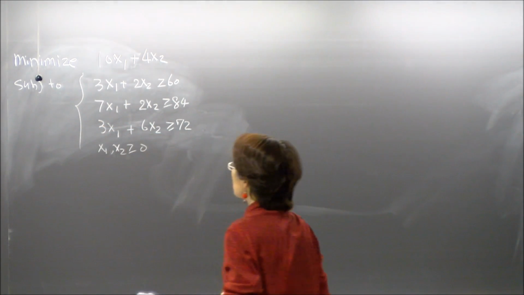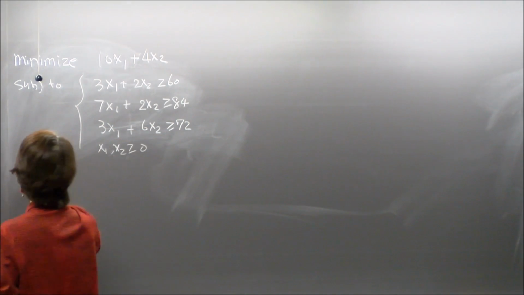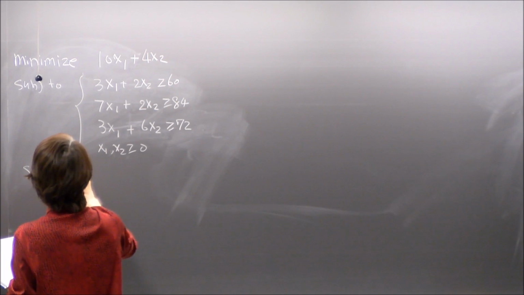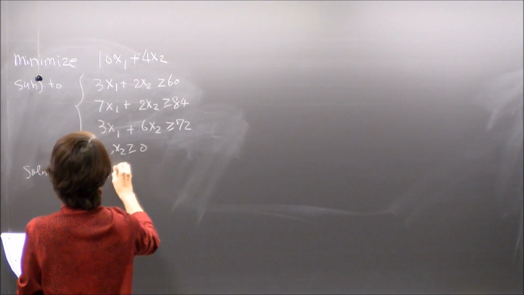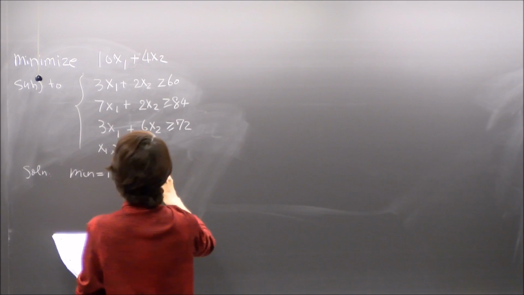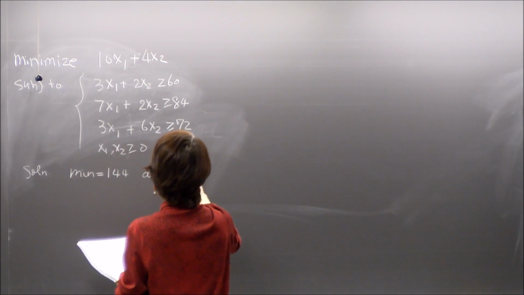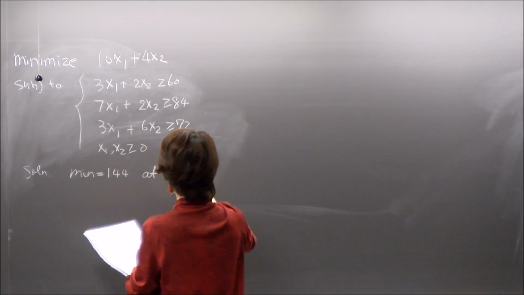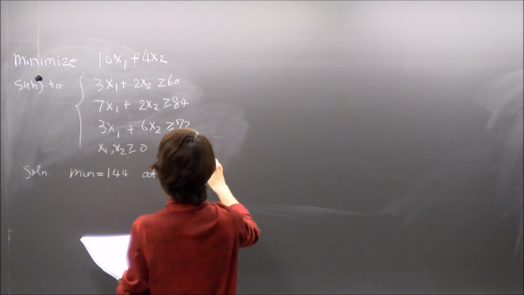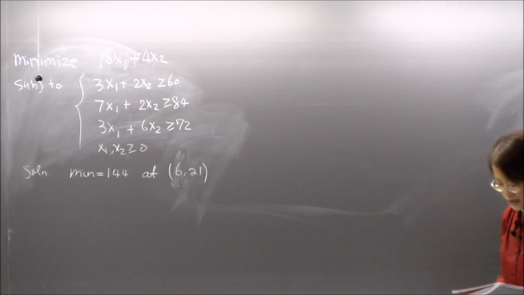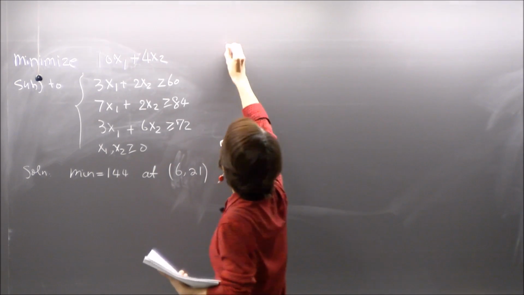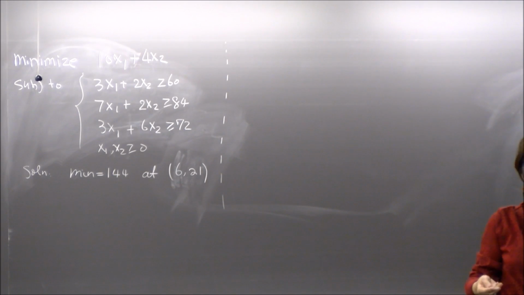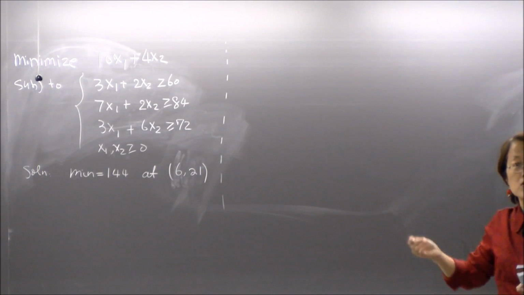Okay, so that was the farmer's problem, and the solution is obtained. So the minimum value is 144, obtained at x1 = 6, and 21 is the value of x2. Okay, so you know the meaning. He needs to buy 6 units of feed 1 and 21 units of feed 2. That is to minimize his cost. That's the best choice, right?